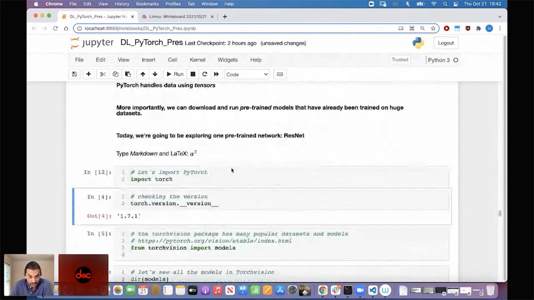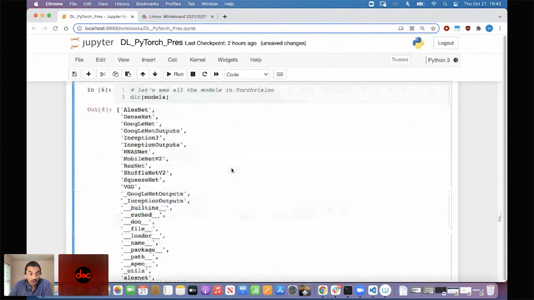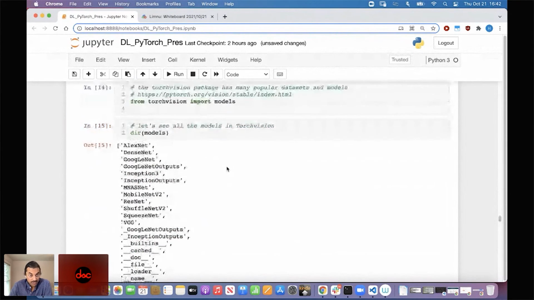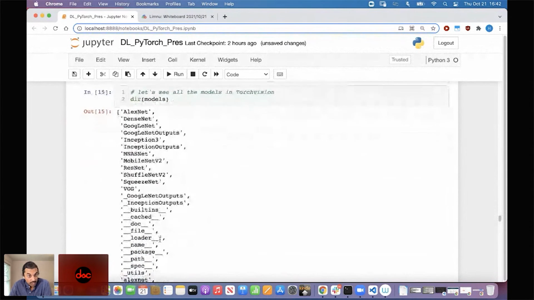I'm just importing PyTorch here. I'm just checking my versions. Okay, so let's go ahead and import all the different models that are available to us in PyTorch. So you can see AlexNet, DenseNet, GoogleNet. Maybe some of these you guys have heard. For this example, I believe I'm going to use ResNet.